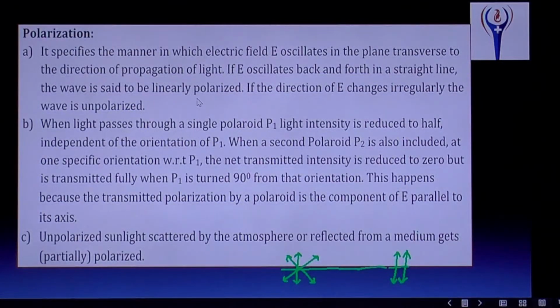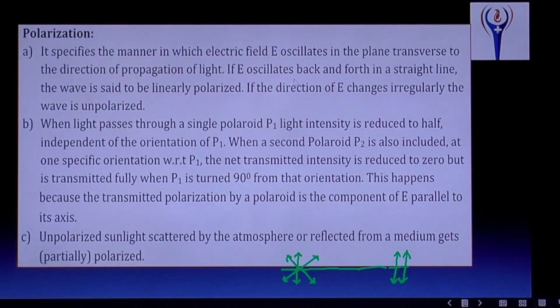Polarization. This will be the last topic. What is polarization? Polarization is a phenomenon of restriction of waves to a particular plane. The best example of polarization is the polaroid film. Cooling glass is a polaroid film.